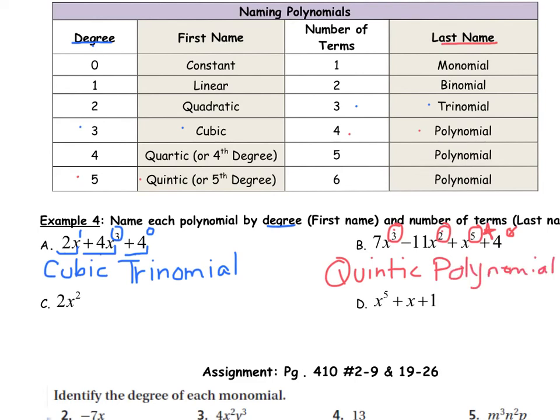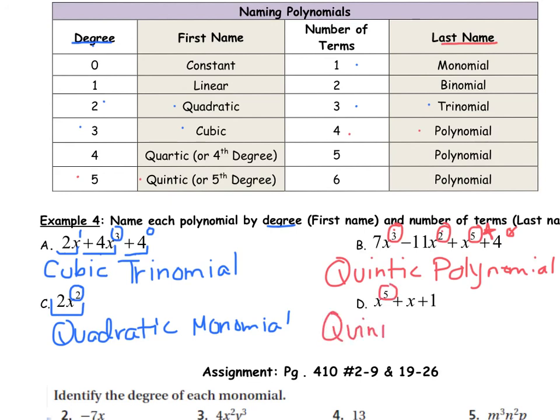Last we have degree 2, so that was quadratic. And there's only one term here. It's all held together by multiplication, so it's a monomial. Last we have degree 5, so this is also quintic. And there's 1, 2, 3 terms, so 3 terms is a trinomial.